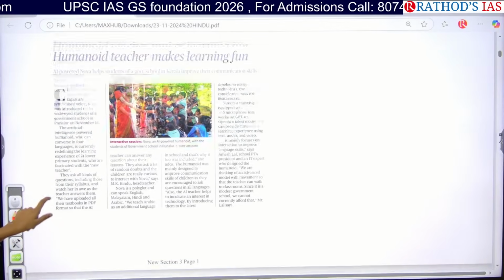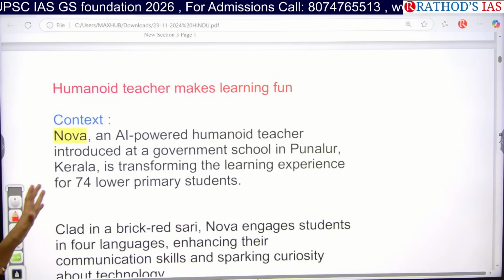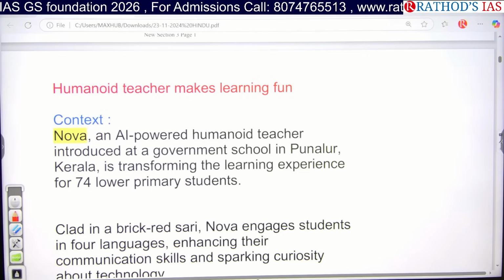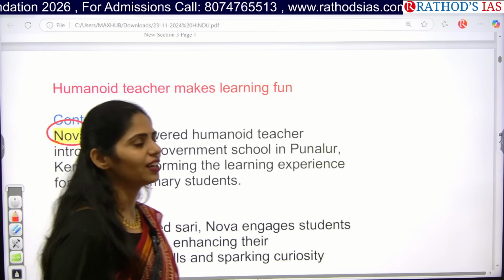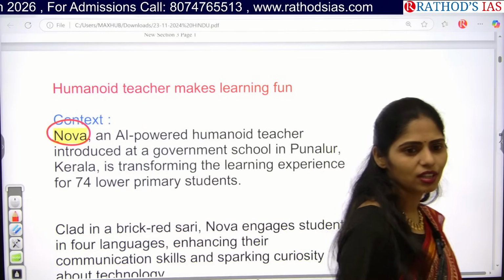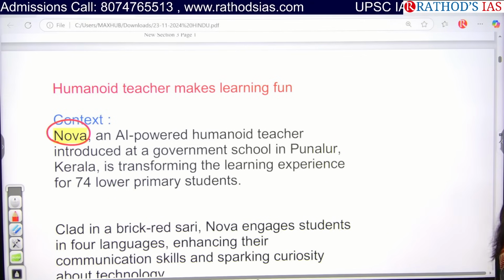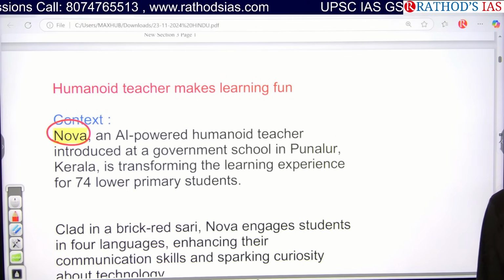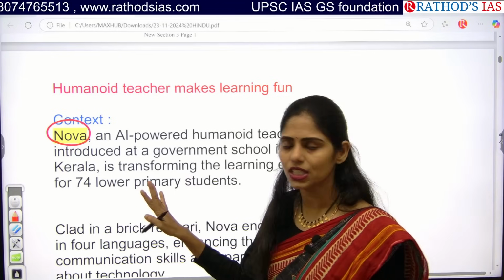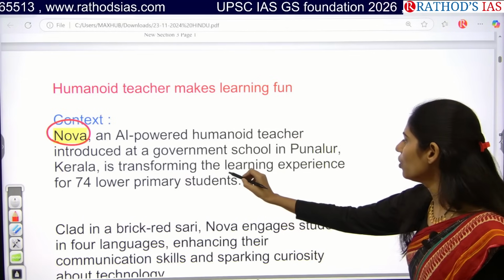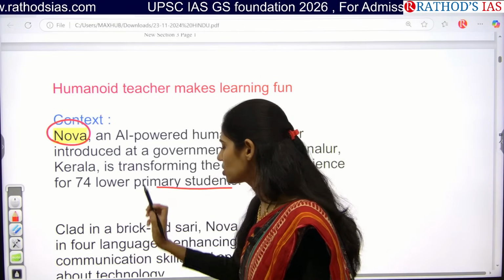Okay, so let us see this article in detail. This AI powered humanoid robot teacher's name is Nova. You can get a question like, recently Nova is seen in news, what is it related to? It is an AI powered humanoid teacher introduced in a government school in Kerala. By introducing this humanoid robot, they want to transform the learning experience of lower primary students.